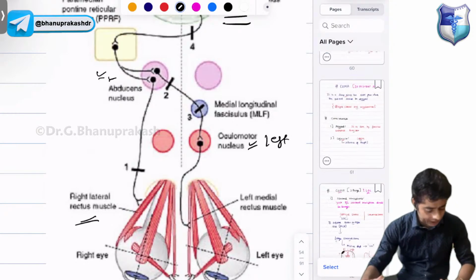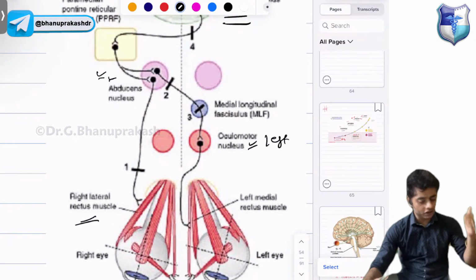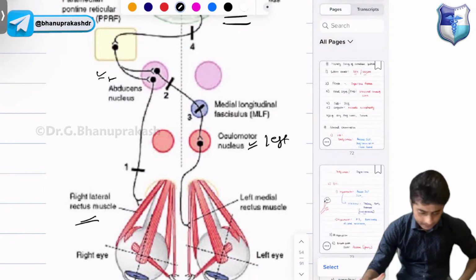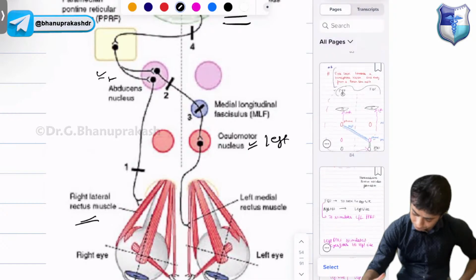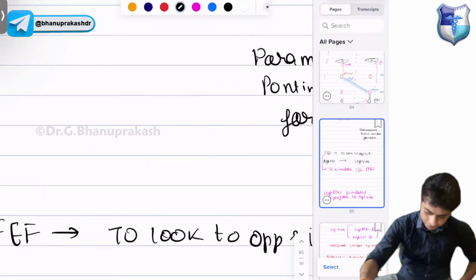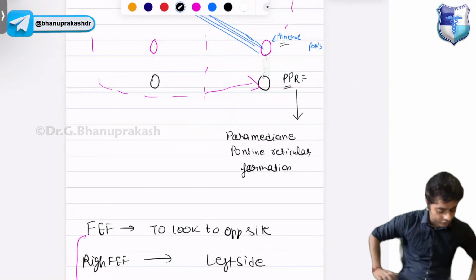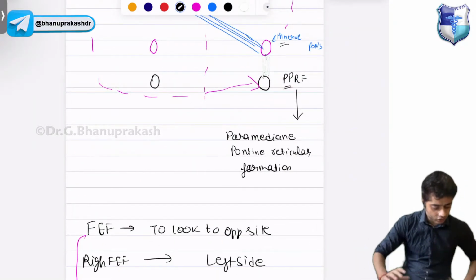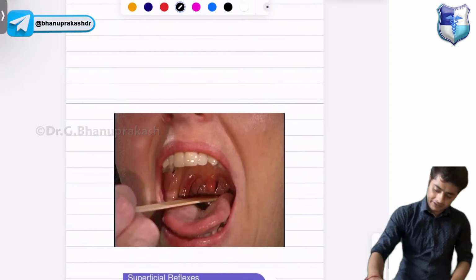Anyone having any doubt till now? If all of you have understood till right now, just give me a thumbs up. Then we will move further. Okay, Naveen, I will tell you again. Naveen, tell me in which connection you are confused. Just tell me, I will clear that again.